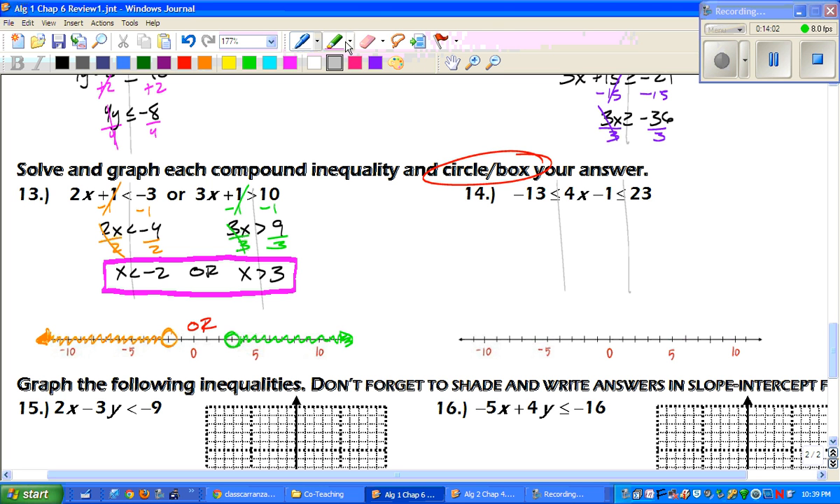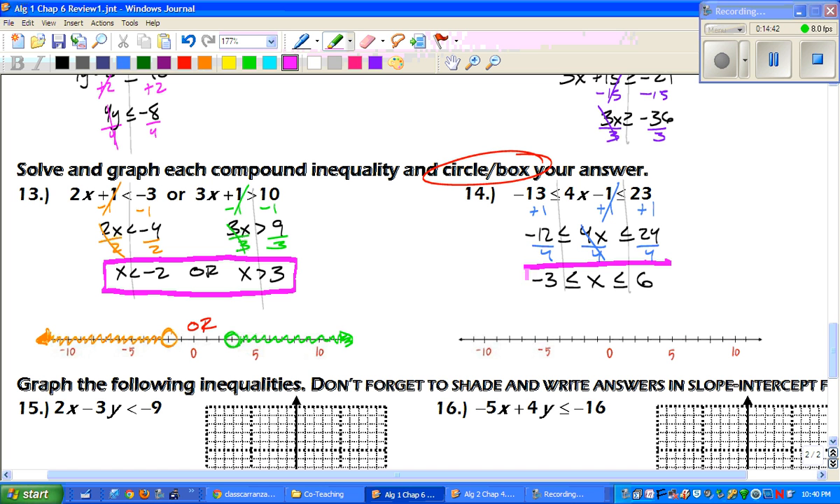Now for 14, we draw the line down the middle. Okay? And we want to solve for that middle part. We want the x all by itself. So to do that, we have to add 1, but once we do it to one, we have to do it to them all. Okay? Step number 2, divide by 4. And you get -3 less than or equal to x less than or equal to 6.